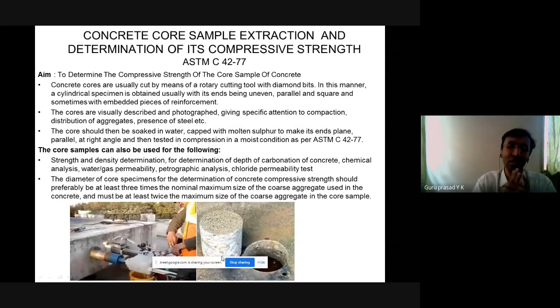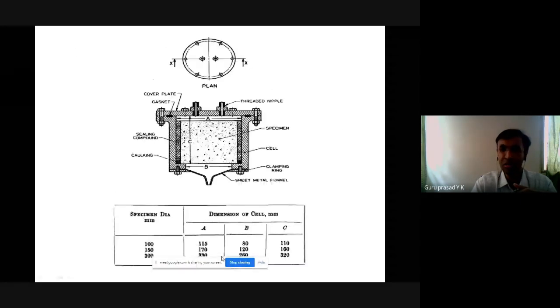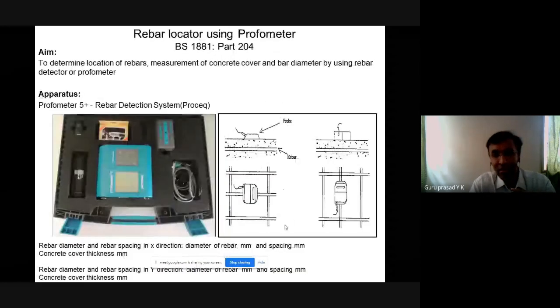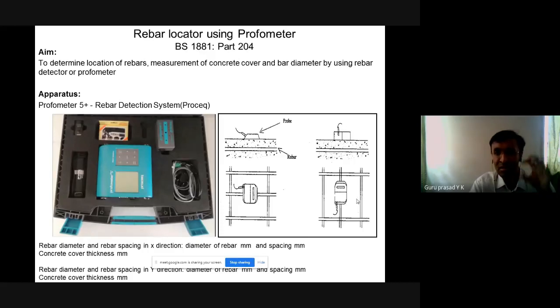How do I know whether the reinforcement is present or not? You have to use a profometer, which I just told you about here. This profometer should be used to locate where the reinforcement is. And you see this, I'm moving my cursor. You have to mark it with a chalk, which I'll show you in the video, where the reinforcements run and the portion where the reinforcements are absent, which you have detected to a large accuracy level. Then you use the core cutter to bore a core here to extract the concrete from that portion.